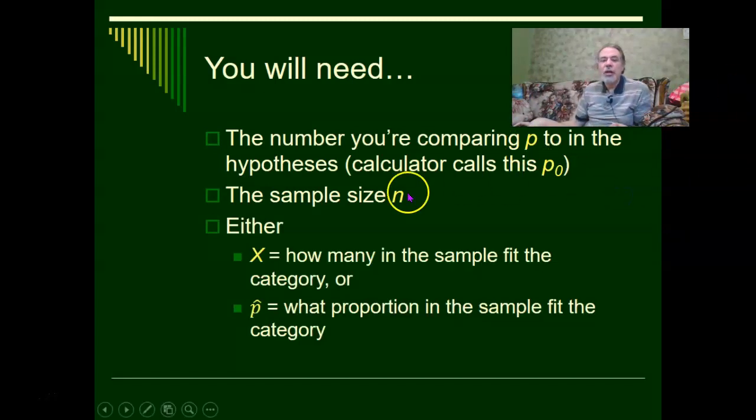And you need to know either how many in the sample fit that category, like the actual number of purple beads in the handful, or you need to know what proportion of the sample fit the category, what percentage of your sample of beads were purple. So x would stand for the actual number out of n that fit the category you're talking about. And then p hat would be the proportion of the sample that fits the category. So that would be x divided by n.